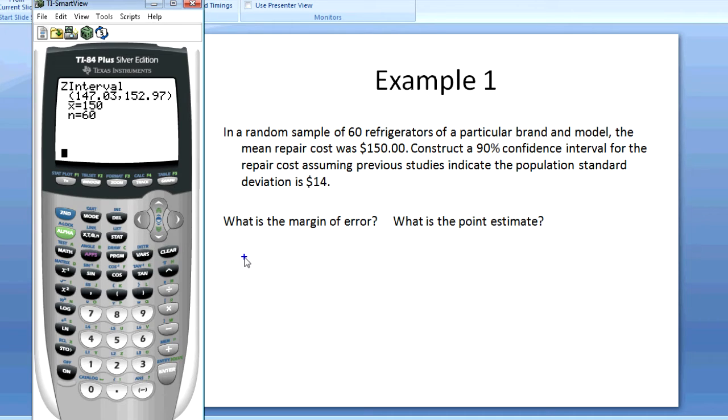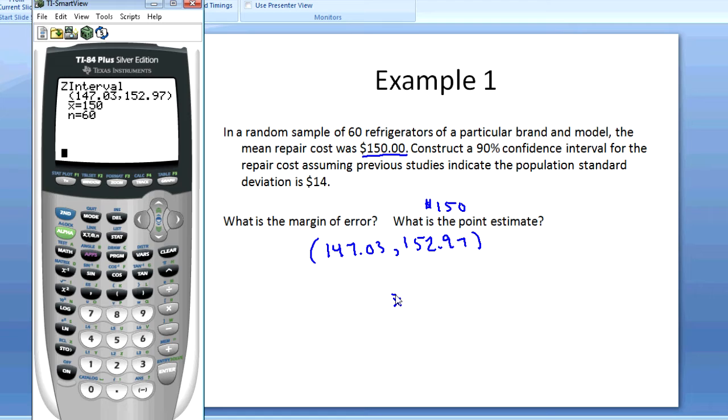But the question is, if you write this down as your confidence interval, how do you answer questions like, what's the margin of error? How do you answer questions like, what's the point estimate? Well, we already know the point estimate comes from the sampling. So 150, you're done with that. But the question is, what's the margin of error? Well, actually, the margin of error is the distance between these two numbers over 2.